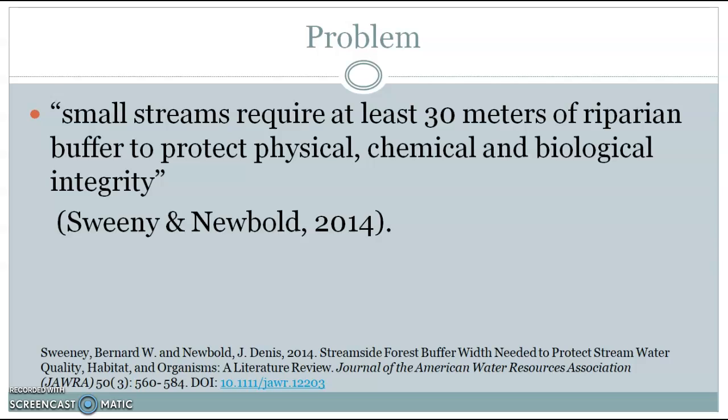Stroud Water Research Center, located in the county east of where I teach, has some of the longest running riparian buffer experiments in the world, and is an authority on the subject. They state that small streams require at least 30 meters of riparian buffer. I use this advice as part of my project stream evaluation, as I would urge students evaluating any of our local streams.